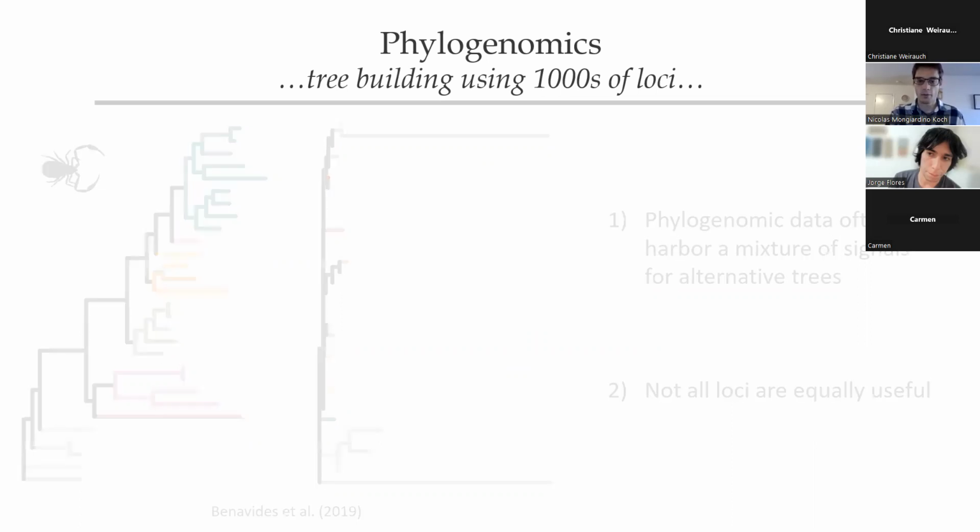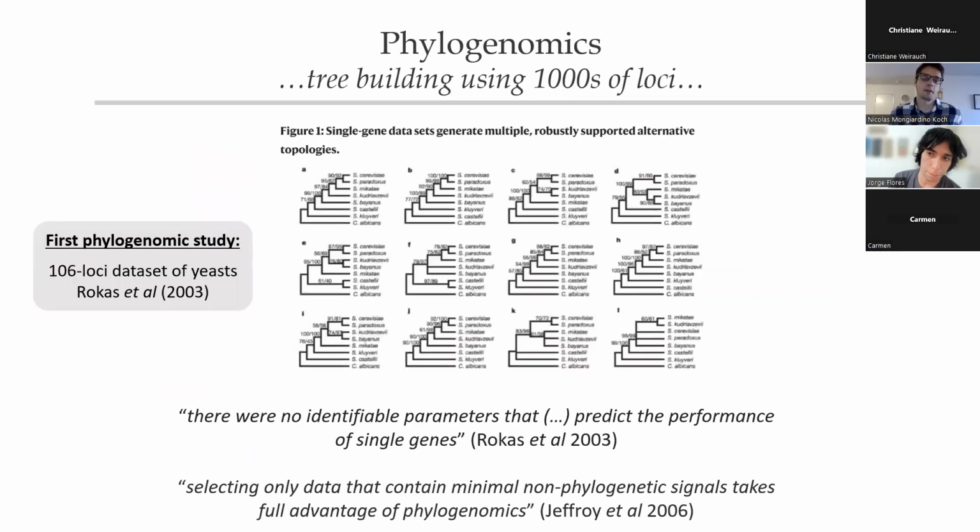These problems were already discovered in what can be thought of as the first phylogenomic study ever published, the 106 gene dataset of yeasts published in 2003 by Rokas. They pointed out that single gene data sets generate multiple robustly supported alternative topologies. And they tried to tease out whether some of those genes can be deemed more useful in reconstructing the true relationships among this group of yeasts. At that point, they say that they found no identifiable parameters that predict the performance of individual genes.